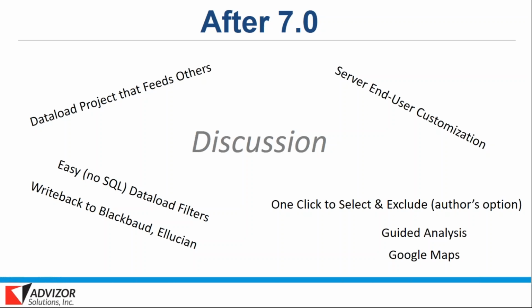But for a field officer who's literally trying to just slice the list down, what if we could publish a project with the option to have you click on something on the chart and it selects and excludes all at once? So it basically selects and then gets rid of the gray. Author's option. So some projects you would not want that, others you would.